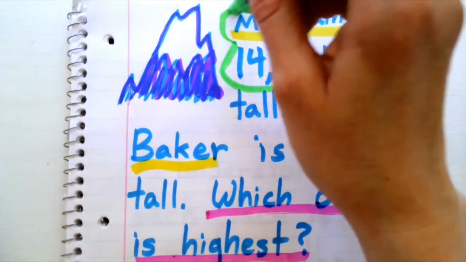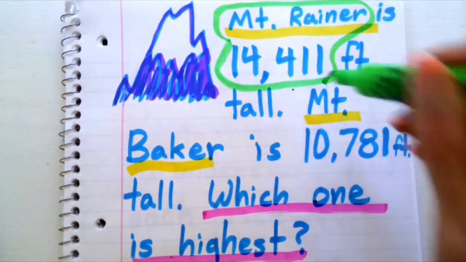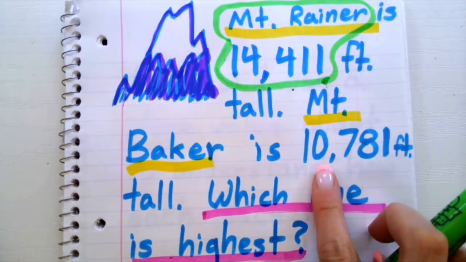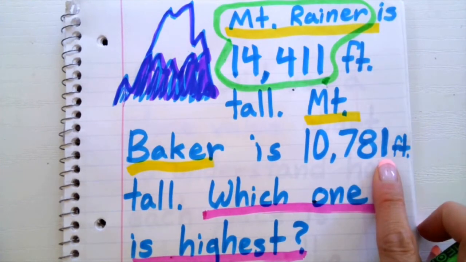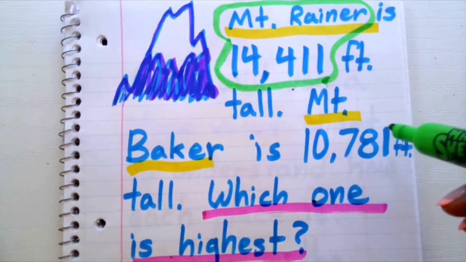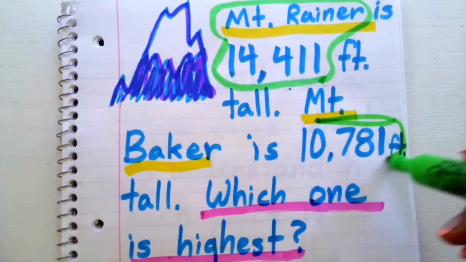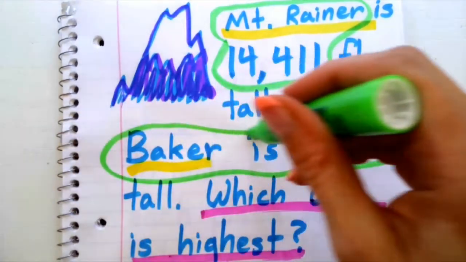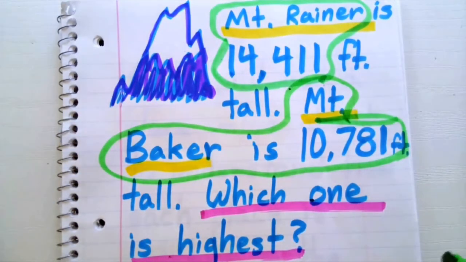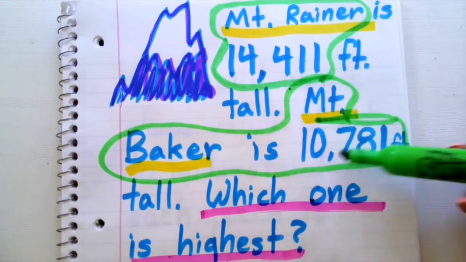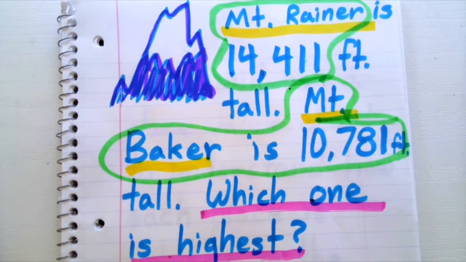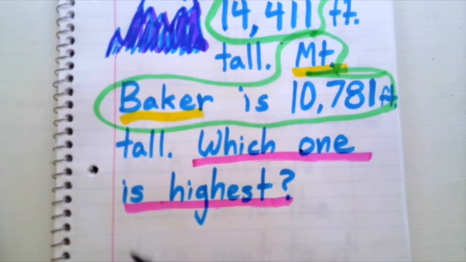Right, it's representing Mount Rainier. What about this number here, 10,781? Right, that's Mount Baker. So those are the two numbers we are comparing. Let's write them down below. Get ready to write with me.